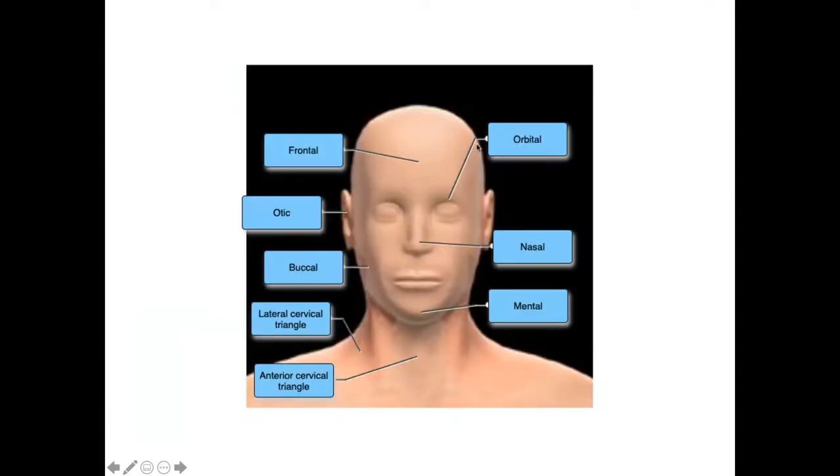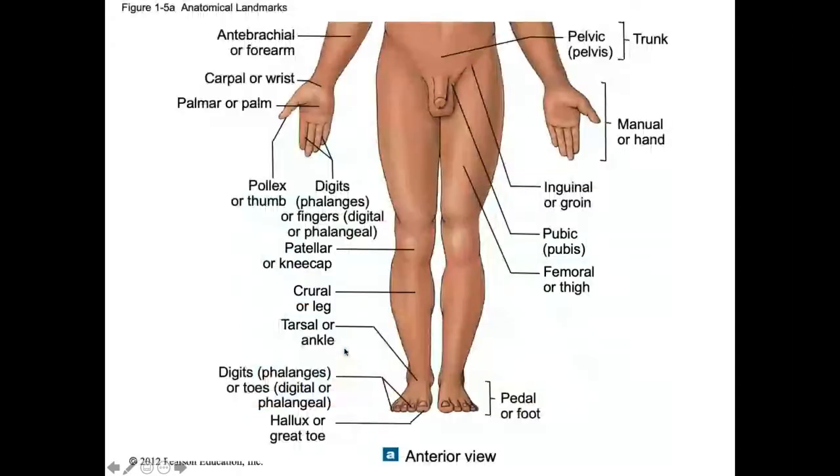Okay. All right, so click and drag, right? This came from Connect a few terms ago. So this is frontal. Here's orbital, nasal, buccal for cheek, otic for ear, mental for chin. Here is the anterior cervical triangle in front of the throat right here. And lateral to the SCM muscle, the sternocleidomastoid, is the lateral cervical triangle, this depression here.